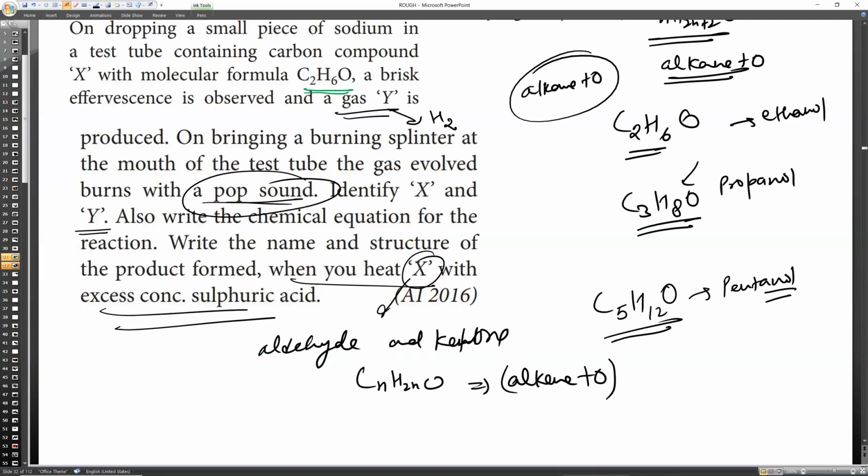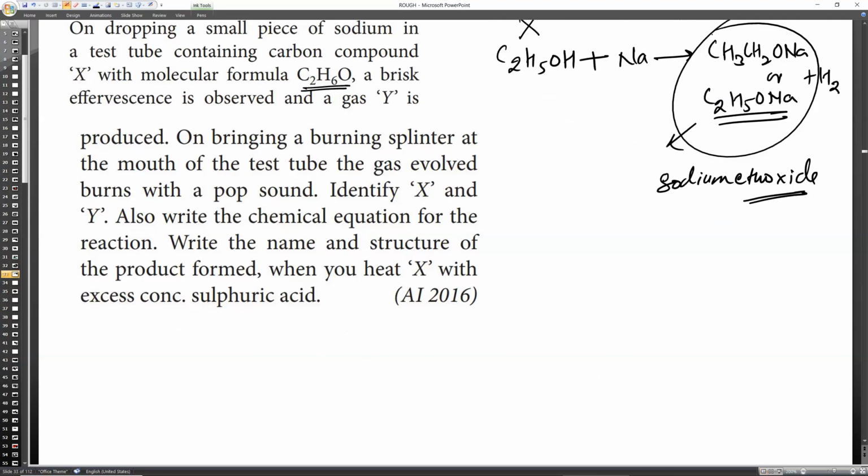Simple. You have studied these reactions. Now also write the chemical equation for the reaction. You can easily write the chemical equation here, and write the name and the structure of the product formed when you heat X with concentrated sulfuric acid. So what is the name? Tell me, when ethanol is heated with concentrated sulfuric acid, a dehydration reaction will take place.